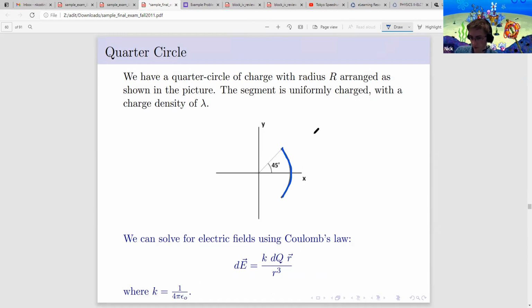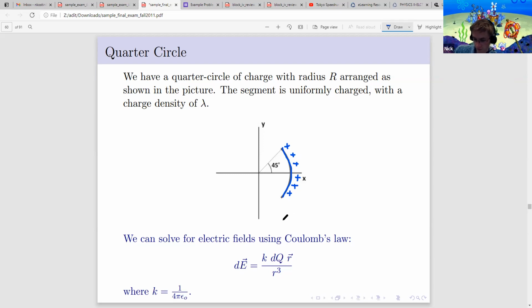So even though it's in the xy plane, which is a two-dimensional space, charge is still distributed along this line. The line is curved, but it's in one dimension. So we're going to use the one-dimensional form of Coulomb's law. Coulomb's law on our equation sheet reads the differential electric field is equal to k dq times r vector over r cubed.